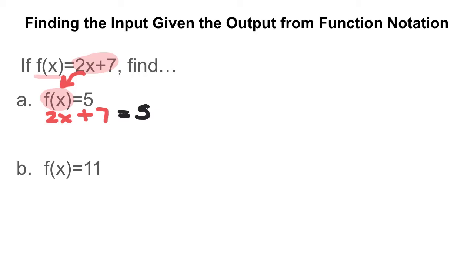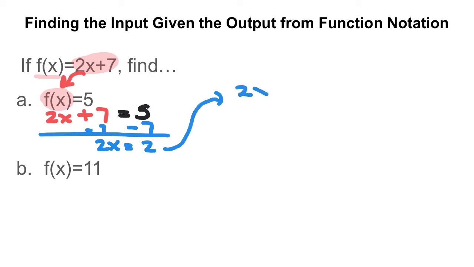Now I'm going to go through and solve like I would a regular equation. So I would subtract 7 from both sides. So you'd have 2x equals 2, and then to finish solving, I would divide both sides by 2 to get x is equal to 1.